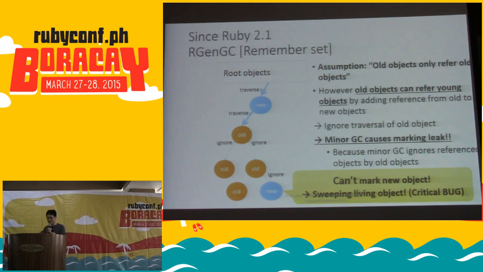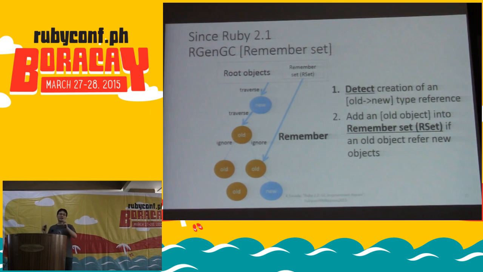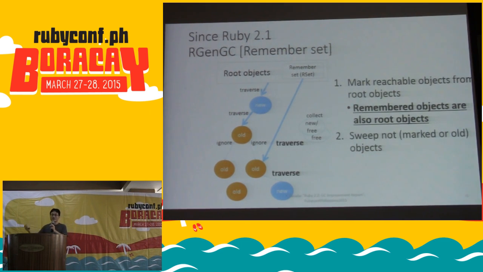So there is an assumption for the generational GC: old objects only refer to old objects. But when there is a reference from an old object to a new object, it is bad. So we need to check the reference creation from the old object to the new object. When we find such a reference, we remember the old object, and after that, in the marking phase, we check the references from this remembered old object, and we can traverse this new object. So this is why the generational GC works.